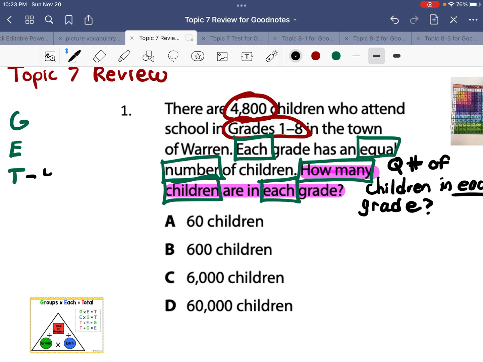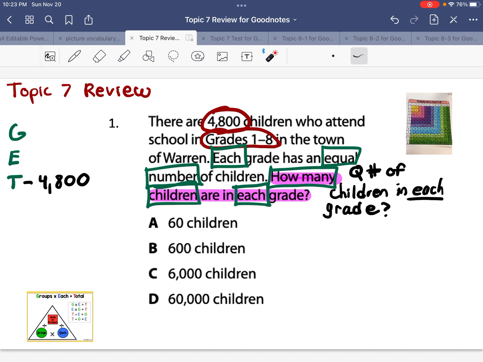My total is 4,800. My each, well, if I look at my question, number of children in each grade. So I don't know my each. If my each is in my question, that means I don't know it. So I'm going to put a question mark. And grades 1 through 8, okay? So since it's giving us two numbers, 1 through 8, I'm going to go with the biggest number, 8, because it can go up to 8th grade. So I'm going to go to 8, okay?